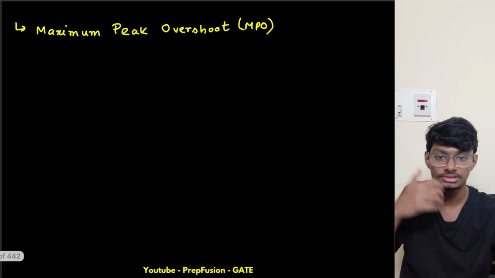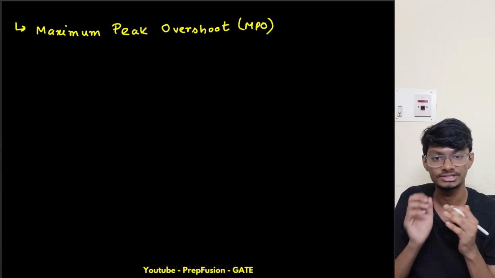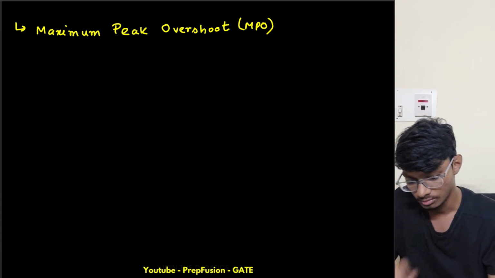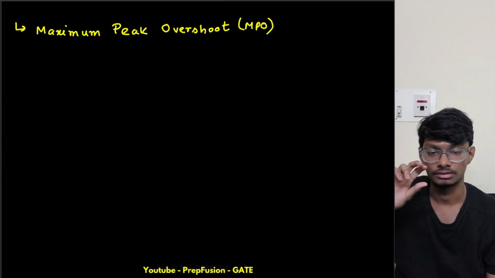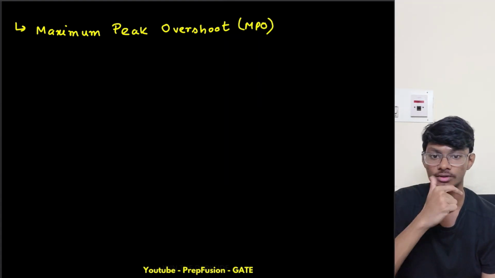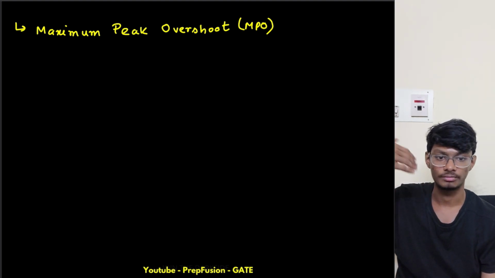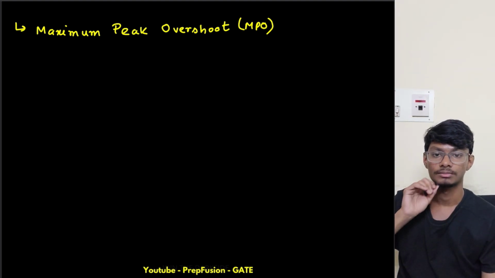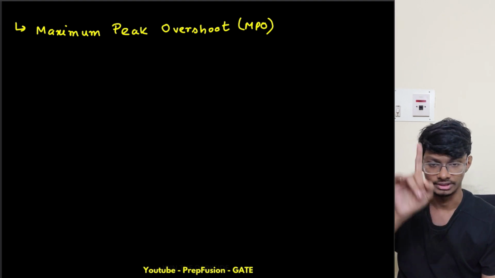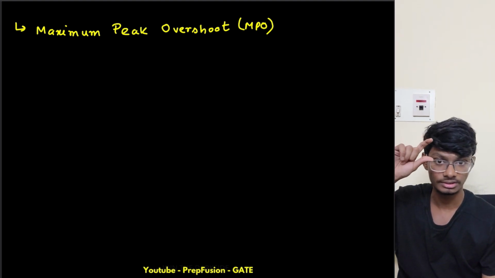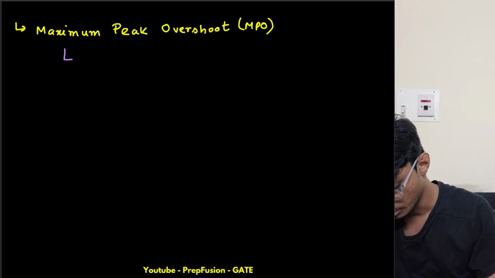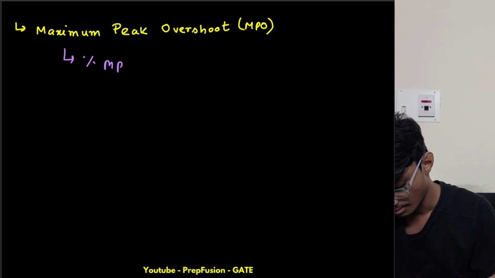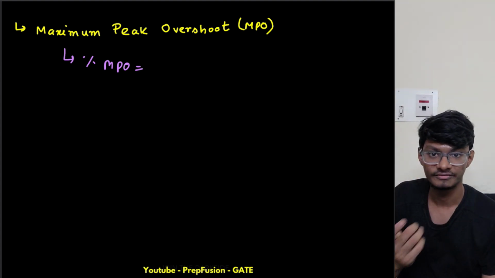Okay, so that was it for all these parameters. Now the next parameter is maximum peak overshoot. So what is my maximum peak overshoot? It is the overshoot above the steady state value. It can happen for multiple n's, but I will only check for the maximum one, that is the first peak overshoot, where it overshoots the maximum value. So what is my percentage MPO defined as?